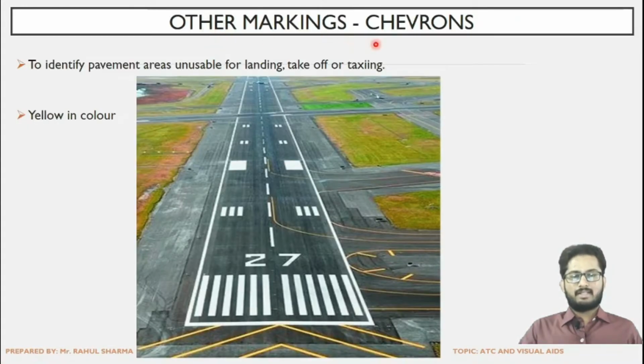Last in the other markings are the chevrons. It is to identify the pavement area unusable for landing, takeoff or taxiing. So this is the pavement area which is not supposed to be used for landing or takeoff operation. That is the chevron markings, yellow in color, and as we can see, they are at 45 degree. So these are the yellow colored markings at an angle indicating the unusable area, and all the rest of the markings we have seen in the runway marking portion.